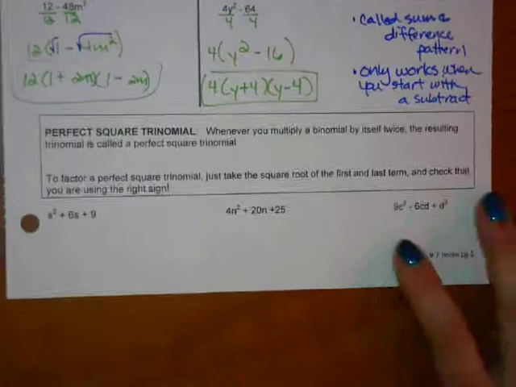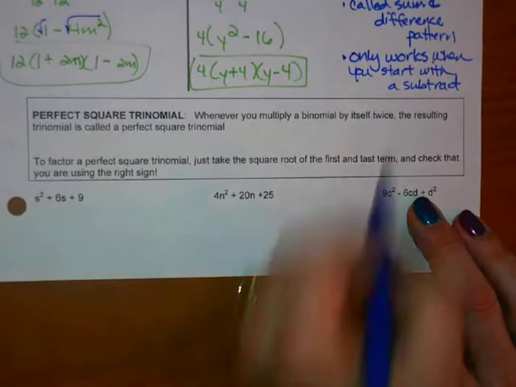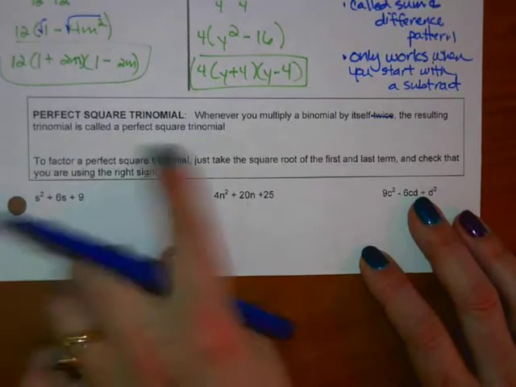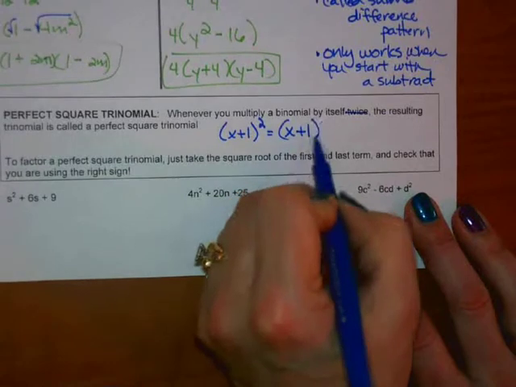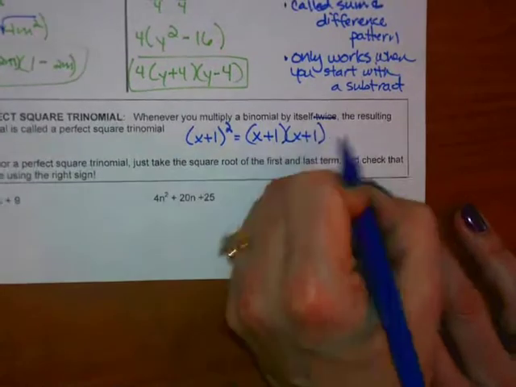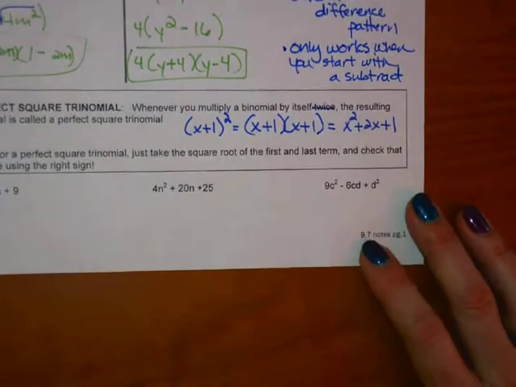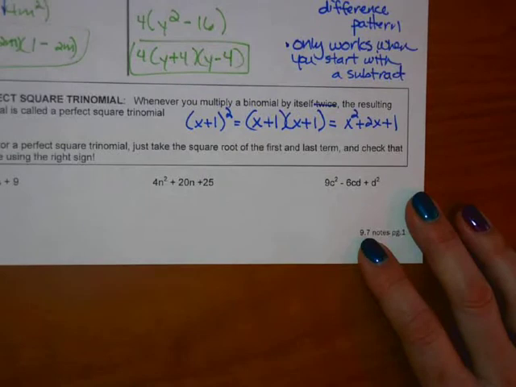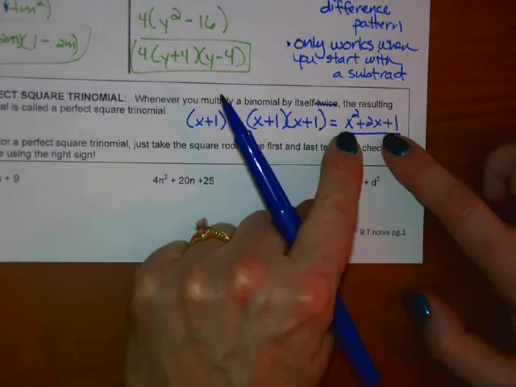All right, the next thing we're going to talk about is a perfect square trinomial. It's when you multiply a binomial by itself twice. Actually, it's only once, but let's just cross that off. The resulting trinomial is called a perfect square trinomial. So if you do this, x plus 1 squared, that equals x plus 1 times x plus 1, which equals x squared plus 2x plus 1. I just know how to do that in my head. I don't expect you to do it that fast. This is a perfect square trinomial right here, because x squared is a perfect square and 1 is a perfect square.